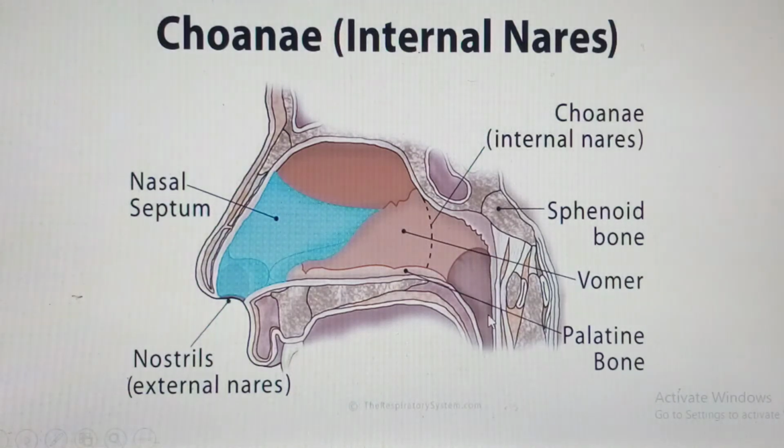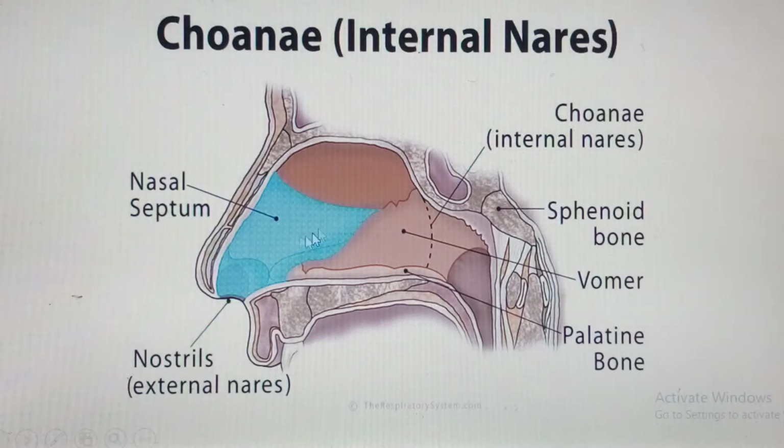So beyond this area, I have the pharynx, the nasopharynx. This is the posterior extent of the nasal cavity. We call it the choanae, or you can also call it the posterior nasal aperture, or what we call the internal nares. That is what we find over here.